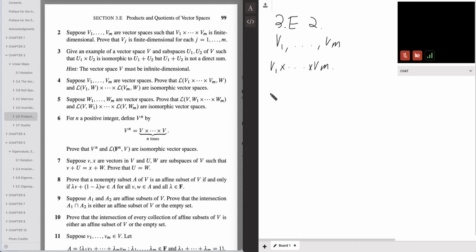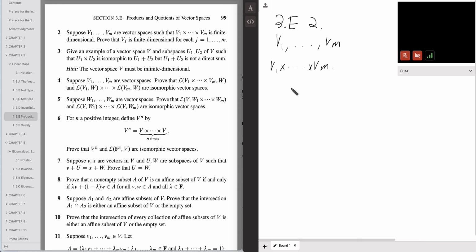V1 through Vm are vector spaces such that V1 cross everything through Vm is finite dimensional, and prove that Vj is finite dimensional for each j between 1 and m. Okay, sure. Well, how do you prove something is finite dimensional? You show that there exists a finite basis which spans the vector space, right?